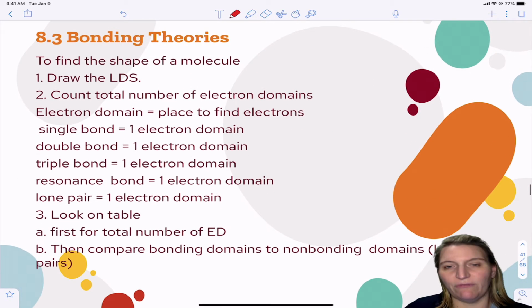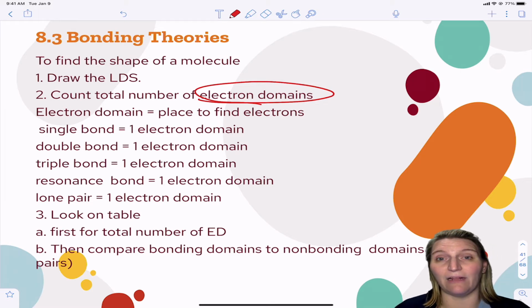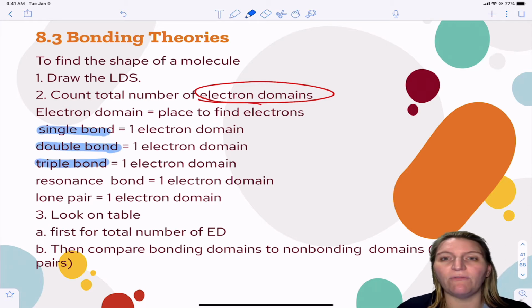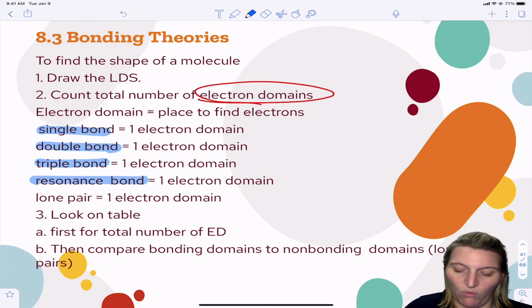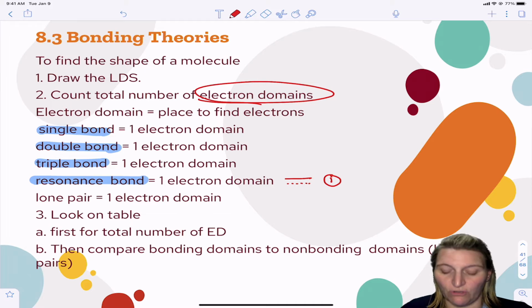So here's how you're going to find the shape of a molecule. Step 1, you've got to draw the Lewis dot structure. That's the big guy. Once you draw the Lewis dot structure, you count the total number of electron domains. So what exactly are we counting as an electron domain? A single bond, a double bond, a triple bond, all of those count as one. It's one region where the electrons are going to go in between the 2 atoms. A resonance bond will also just count as 1. So if you're writing it like this, that is still just counted as 1 electron domain. And then, as we just said, a lone pair counts as 1 electron domain.